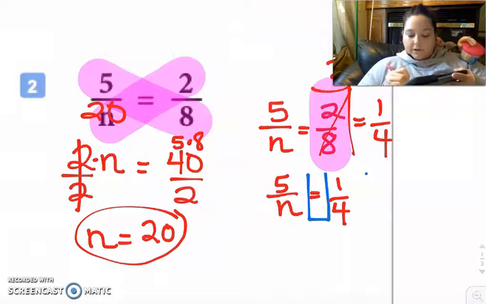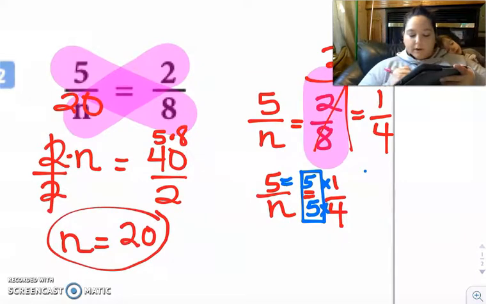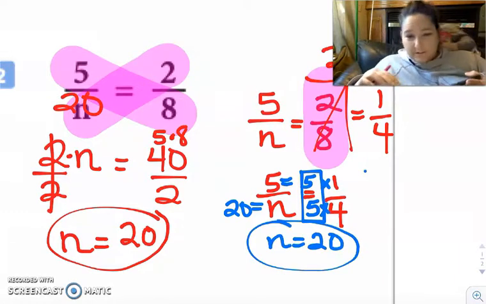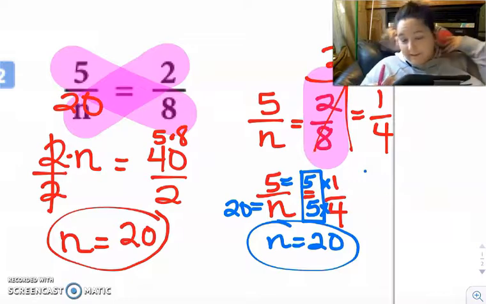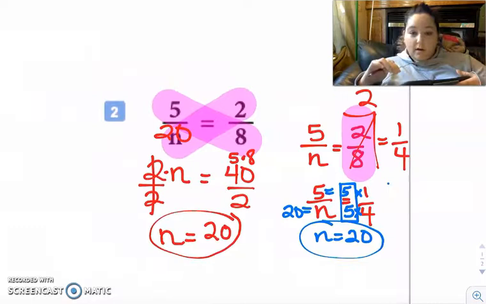I can use a giant 1 here because I know that 1 times 5 will give me 5. So I could put 5's in the giant 1. I can multiply 5 times 4 here, and 5 times 4 is 20. So n still equals 20. So neither one is more difficult than the other. It's just whether or not you noticed right away that you could simplify that fraction and change it.